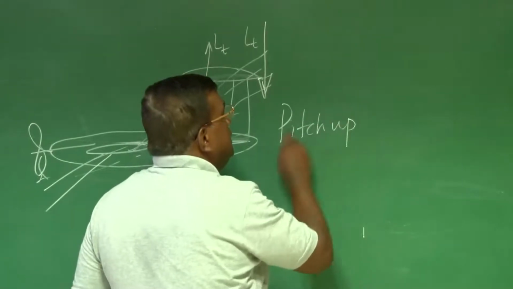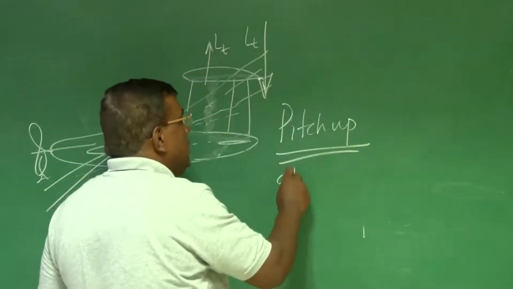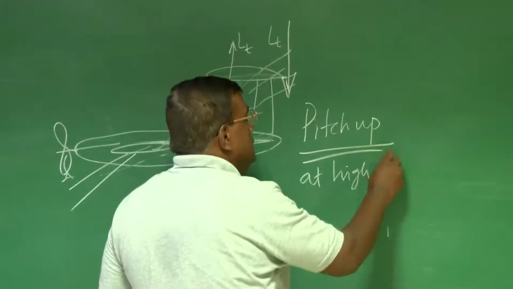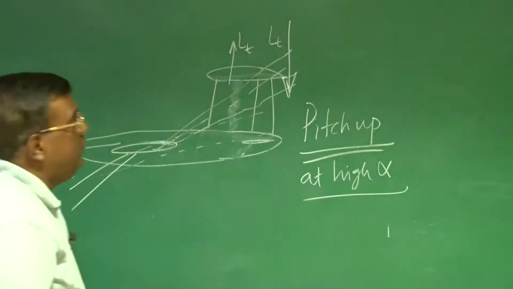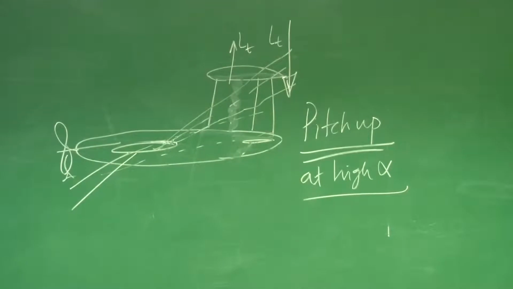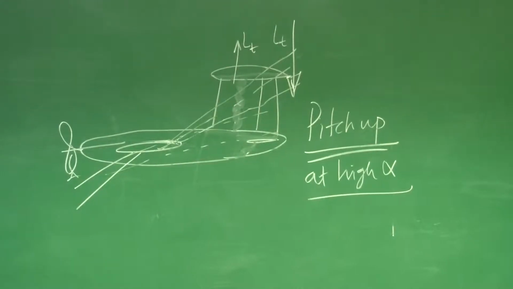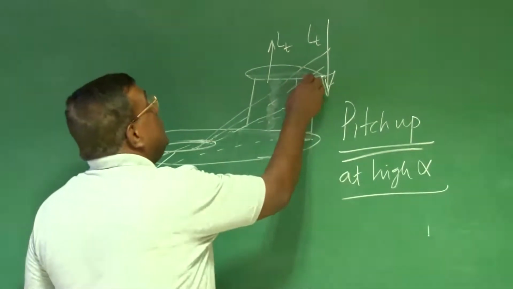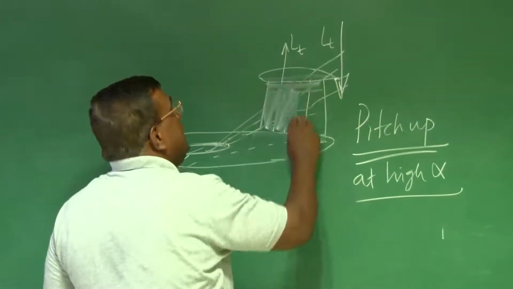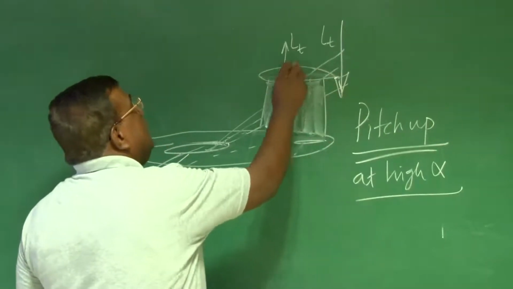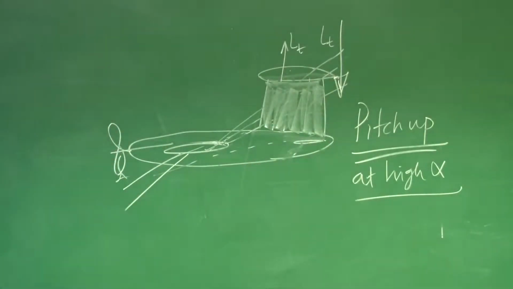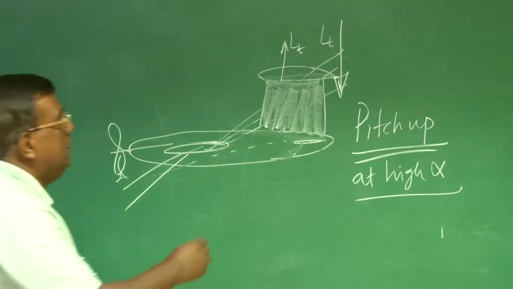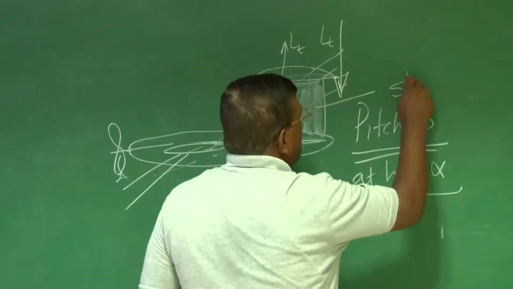This is one of the serious issues with T-tail, and one has to be very careful. One should do exhaustive tunnel testing and see how the location is addressing the problem of pitch up at high angle of attack. Right? Also, you could appreciate that because this vertical tail is also taking the load of the horizontal tail, the vertical tail has to be strengthened more.